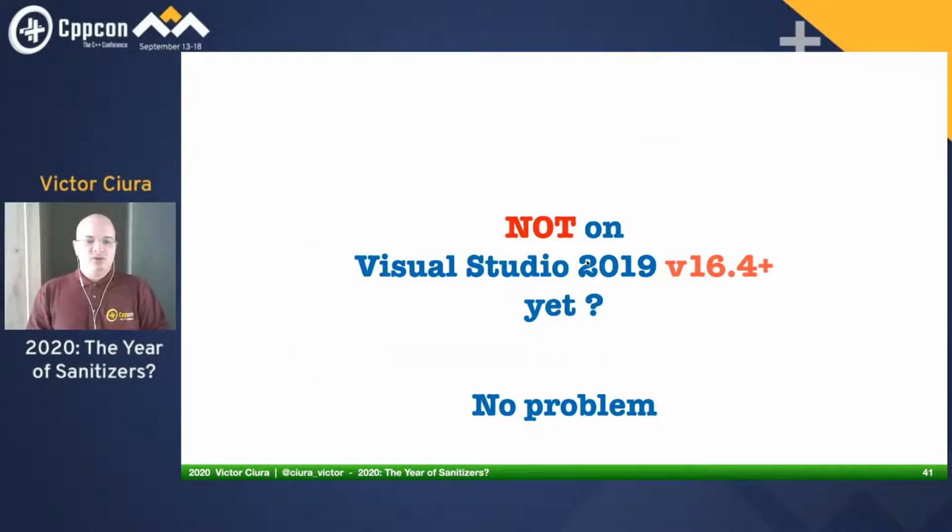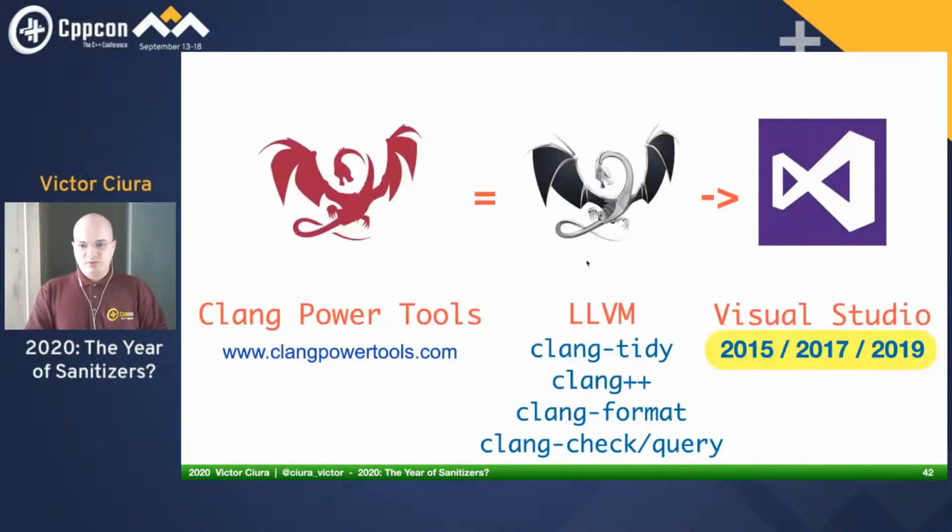If you're not able to upgrade to the latest versions of Visual Studio 2019, that means 16.4 or newer, there's no problem. You can use plugins such as Clang Power Tools and basically get the same functionality as an add-on. You can leverage Clang Tidy, compilation, format, checks, query.